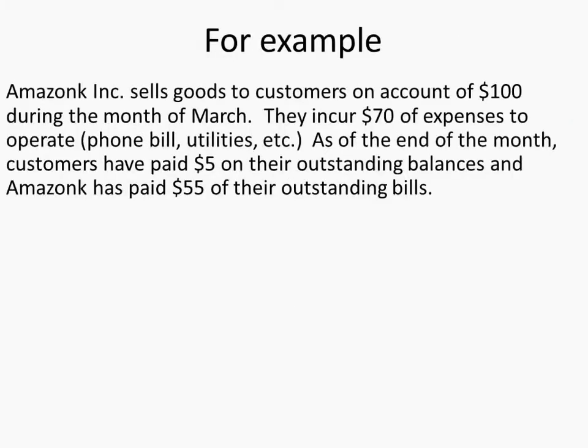So for example, Amazon Inc. sells goods to customers on account for $100 during the month of March. They incur $70 of expenses to operate. As of the end of the month, customers have paid $5 on their outstanding balances, and Amazon has paid $55 of their outstanding bills.